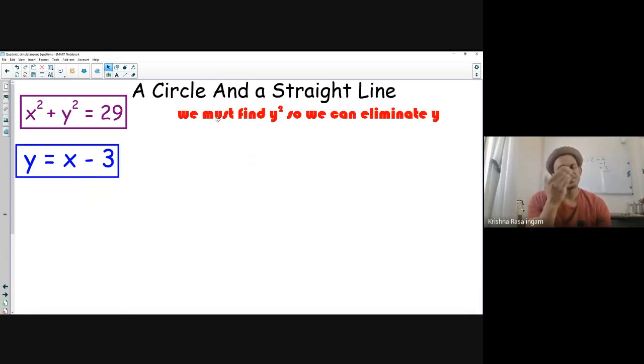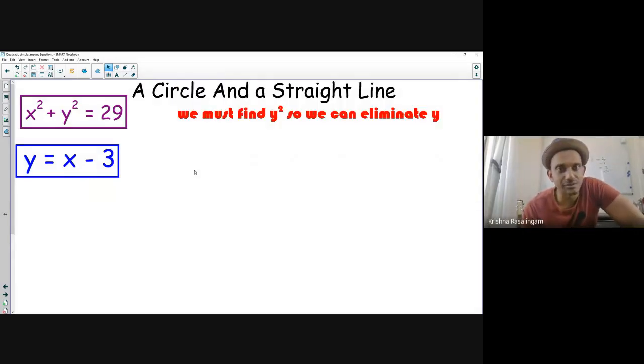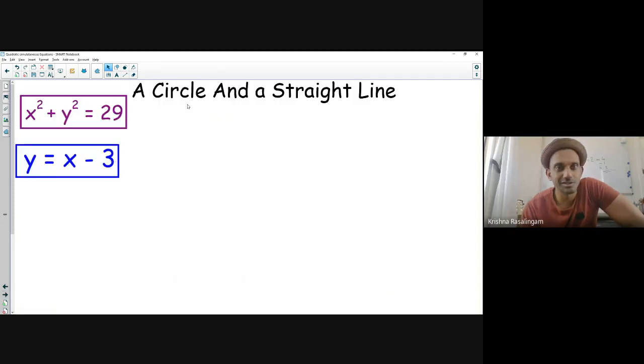So this time, to eliminate a variable, we find y squared. If I look at the purple equation, there's a y squared there, and I want to get rid of one of the letters. But unlike previously, it's not a y. So we don't start square rooting the purple equation. We square the blue one. What does squaring mean? Exactly, times by itself. So we have to do x minus 3 times x minus 3.